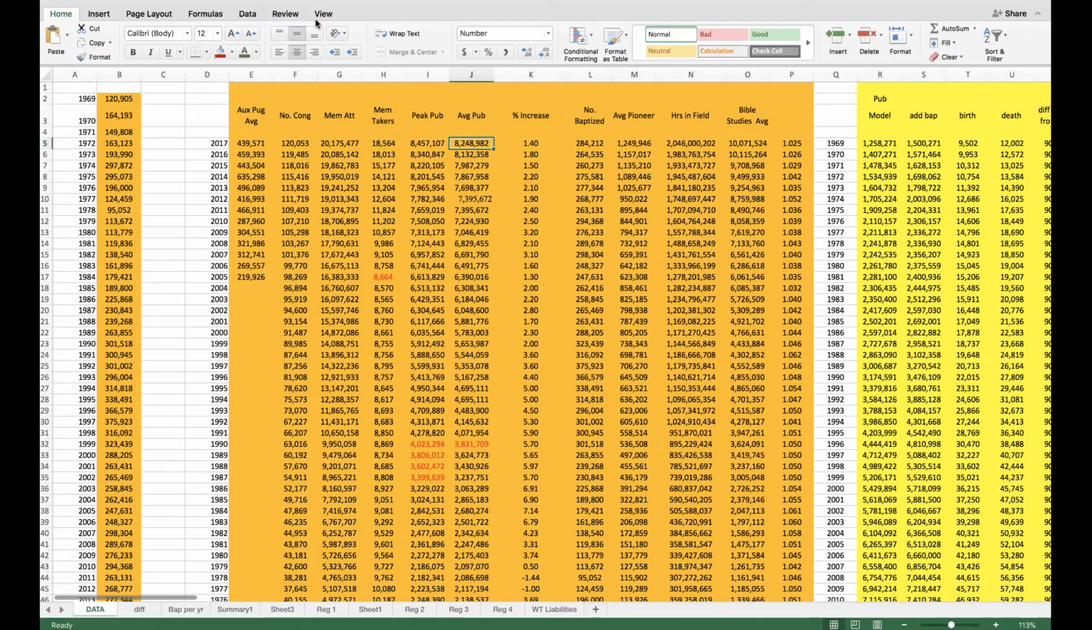Now, the Watchtower, they try to mimic something like that. Since 1927, they've reported on their work, which is to send out the message of the kingdom. The annual report was something that was Judge Rutherford's idea.